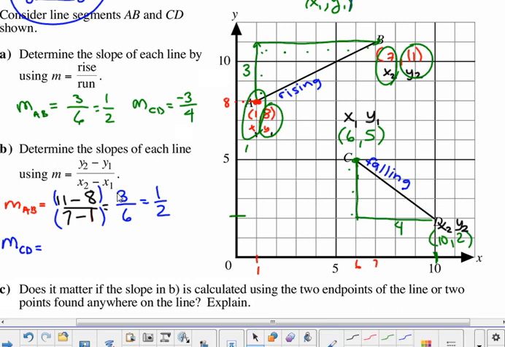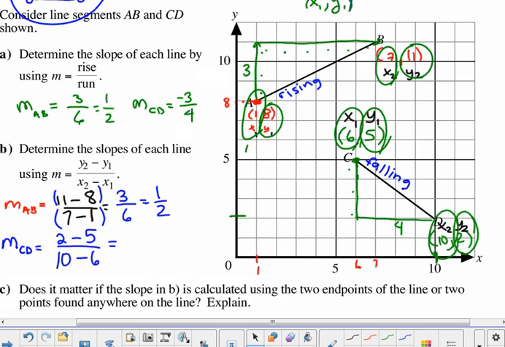y2, which is 2, minus y1, which is 5. Now the nice thing about the formula here, you don't have to worry about signs. It's going to come out positive or negative if it's supposed to be. Now x2, 10, minus x1, which was 6.